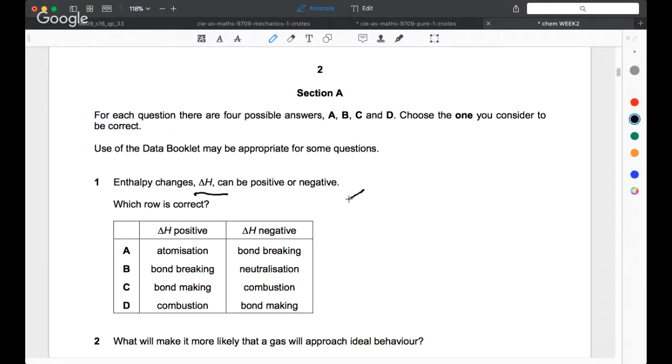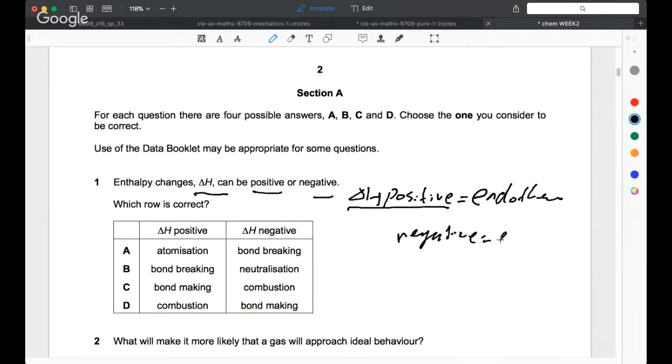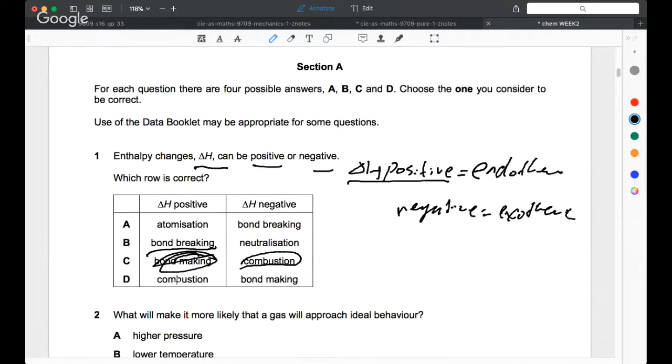So right. So delta H can be positive or negative. So what does delta H positive mean? Bond breaking. Right. Okay. So bond making is... So delta H positive is endothermic. So it's endothermic, and it would be B. Then negative is exothermic. Yeah. Because combustion is exothermic. Bond making is also exothermic, so that would be negative. Yeah. So bond breaking is endothermic because you put in energy. Yeah. Break. So it's B.